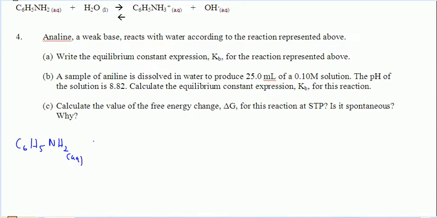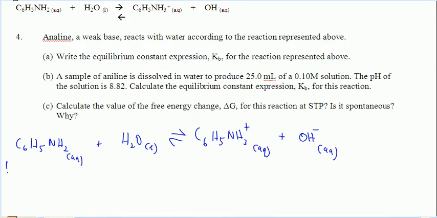C6H5NH2 aqueous plus H2O liquid, double-sided arrows, C6H5NH3+ aqueous plus OH- aqueous, ICE. Don't count water. Kb equals [C6H5NH3+][OH-] over [C6H5NH2]. If you guys do this every time, I've said that I'm like a broken record, but you're going to answer so many of the questions without realizing it.